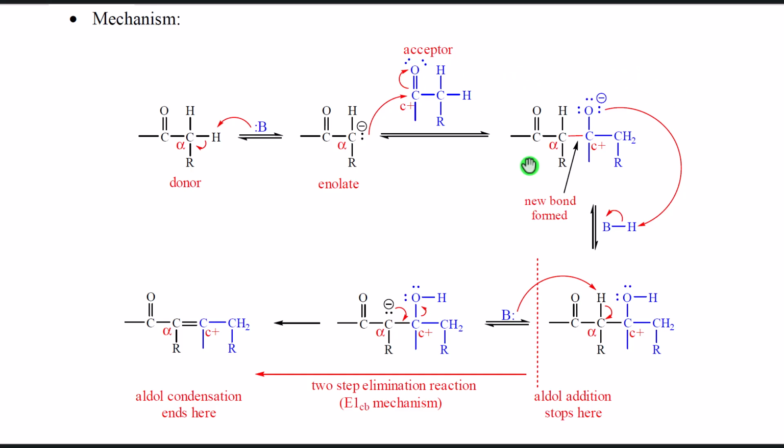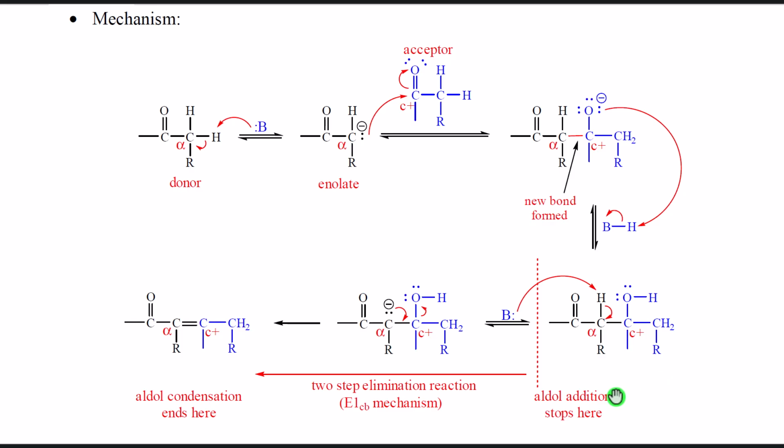So we get this intermediate. We have a new bond formed between alpha and carbon plus, and we have an O- oxygen. That can become stabilized by deprotonating some acid in the system, very often the conjugate acid of our original base, and that creates our aldol.